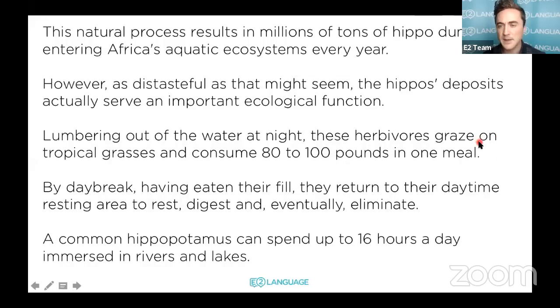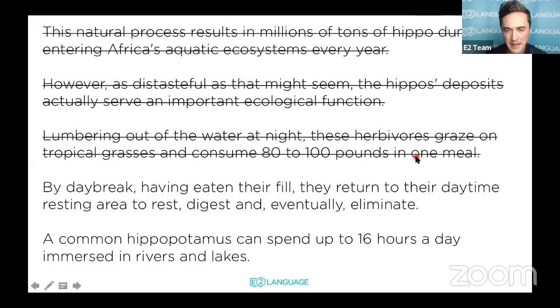Let's go through each of them and we're going to eliminate them, right? So the first one is impossible because it starts with "this natural process." Well, that's referring back to another sentence, so it's impossible that that's the first one. The second one, however, bang, we can eliminate that one. What about this third sentence? "Lumbering out of the water at night, these herbivores," bang, eliminate it. It's referring back to another sentence. "By daybreak, having eaten their fill, they return to their daytime resting." Boom, delete it. We have found our first independent sentence.